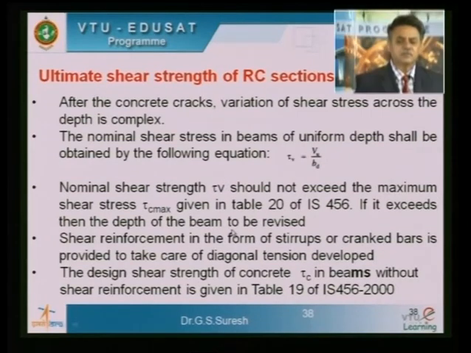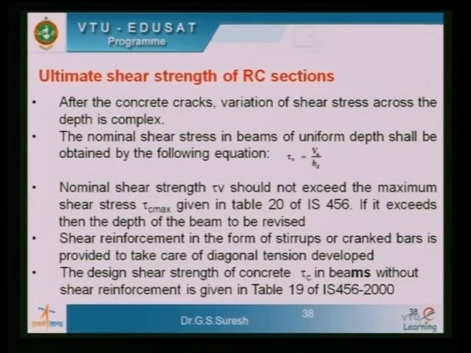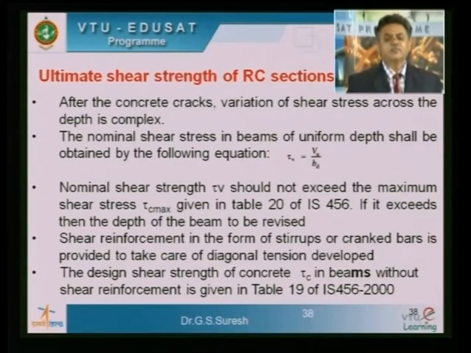So, coming back to the understanding of the design, shear reinforcement in the form of stirrups or cranked bars is provided to take care of diagonal tension, that is, the principal tensile stress developed. The design shear strength of concrete, which the concrete can contribute to the shear stress, including the contribution of the tension reinforcement and the compression reinforcement, together can be called tau c. This is given in Table 19 of IS 456.